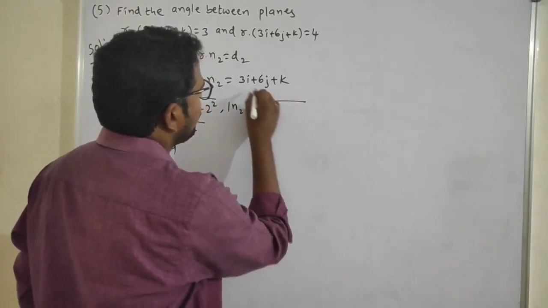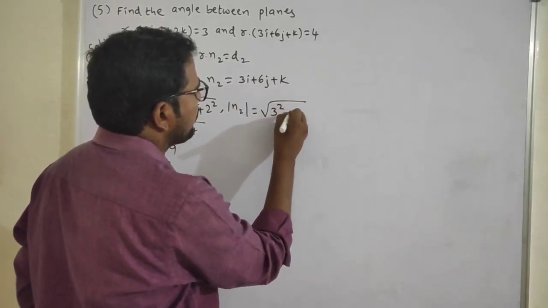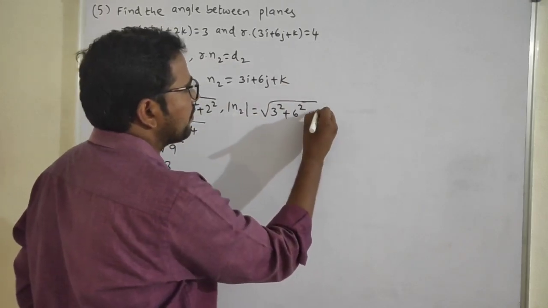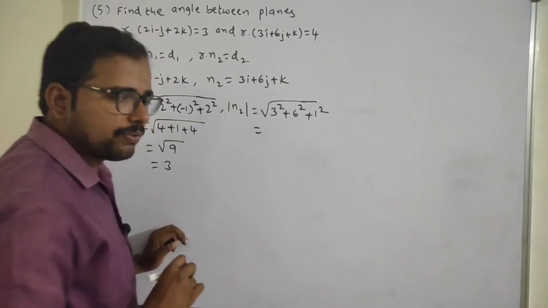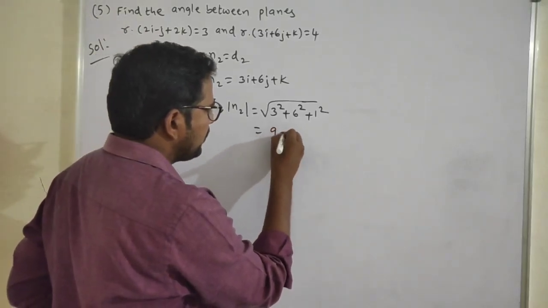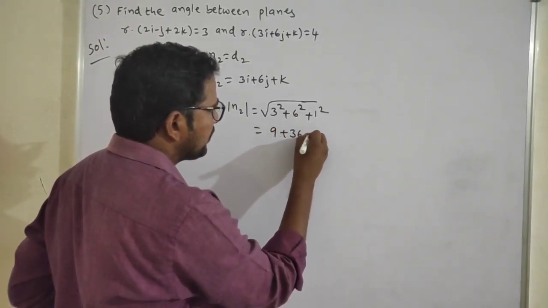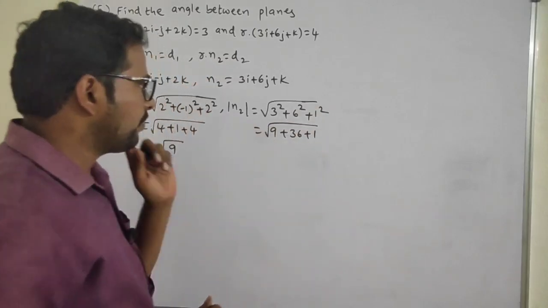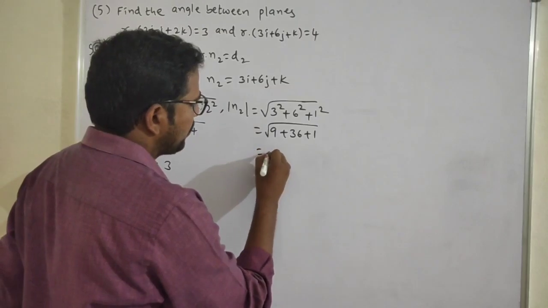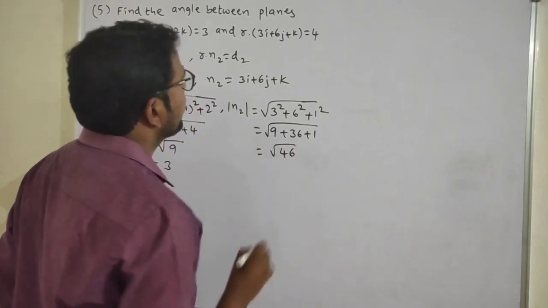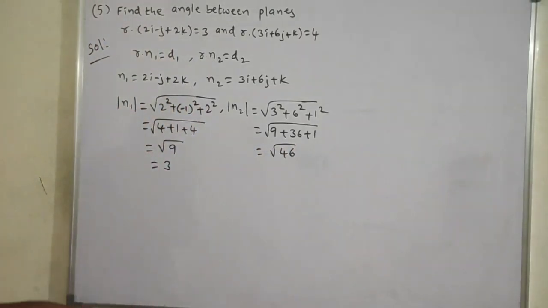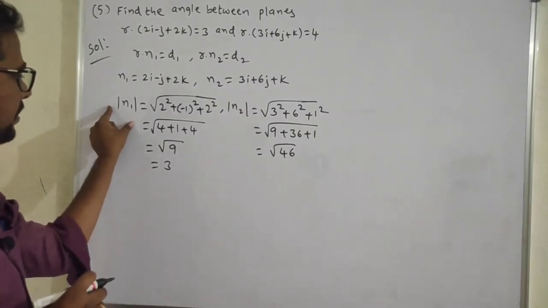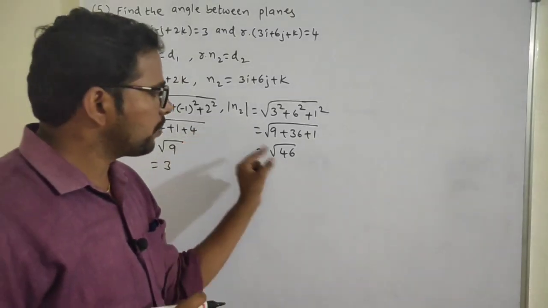Modulus n2 is equal to the square root of the i coefficient 3 squared plus the j coefficient 6 squared plus the k coefficient 1 squared. 3 squared is 9, 6 squared is 36, plus 1 squared is 1, under root. So what is the value? 9 plus 36 plus 1 is 46, under root 46. This is the n2 value. Sorry, modulus n1 is equal to 3. Modulus n2 is equal to root 46.